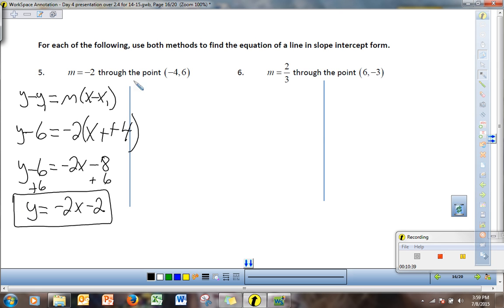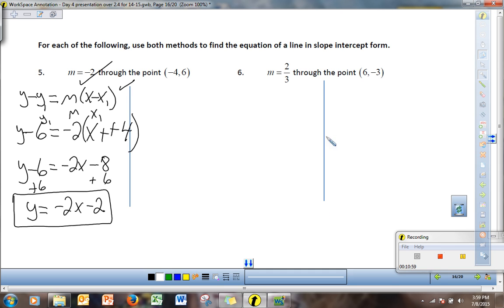So we wrote down the formula. We subbed in y sub 1, we subbed in m, and we subbed in x sub 1. And then we just simplify it. Like I said, last year I taught it 2 ways. This year we're just going to go with the 1 way. So we can really ignore that.